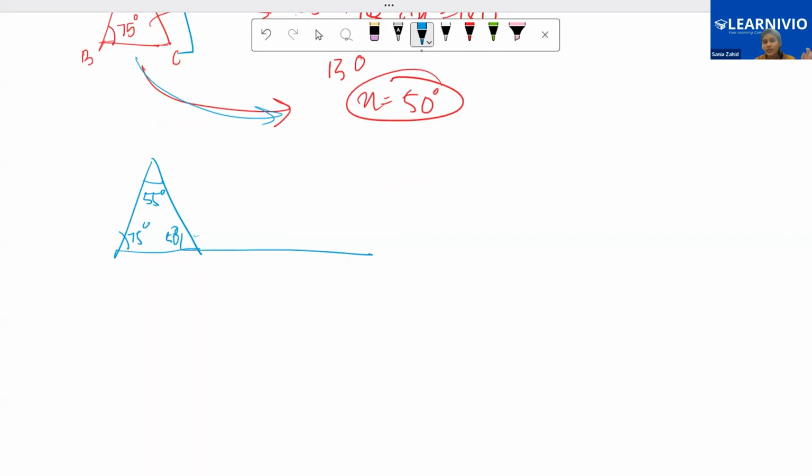If I draw an exterior angle over here, what is this angle? The exterior angle property is that the sum of the two opposite interior angles is equal to the exterior angle. So this should be 130 degrees. If I draw an exterior angle over here, it should be 75 plus 50, so this becomes 125 degrees. And if I draw an exterior angle over here, this becomes 55 plus 50, which is 105 degrees. So none of the exterior angles is 120.